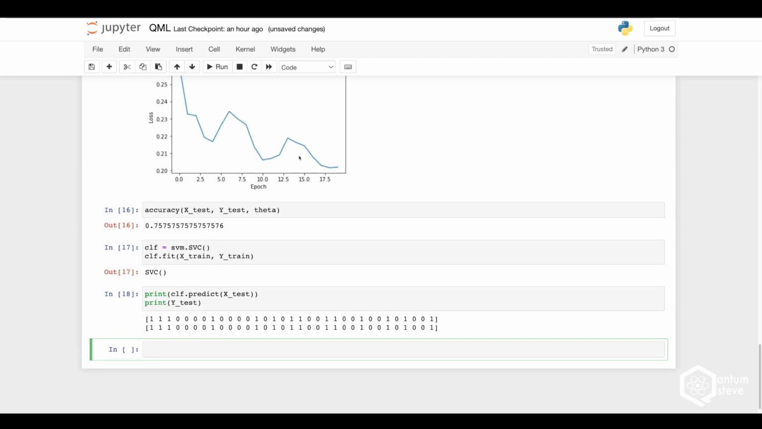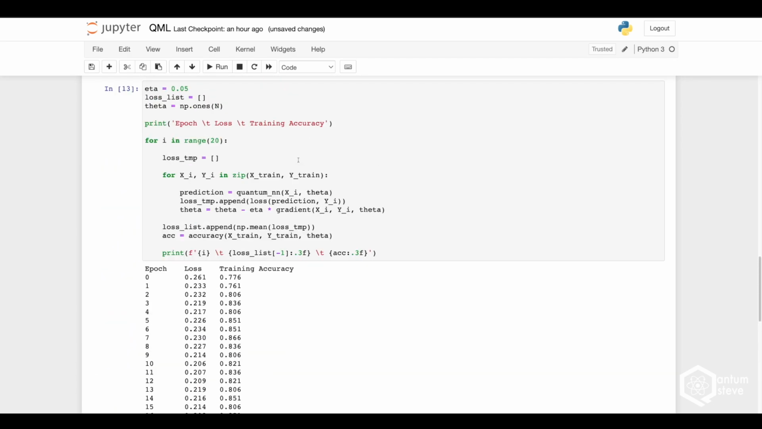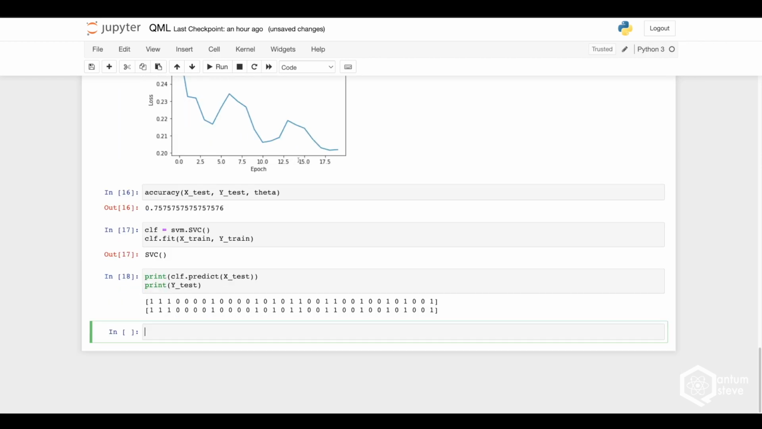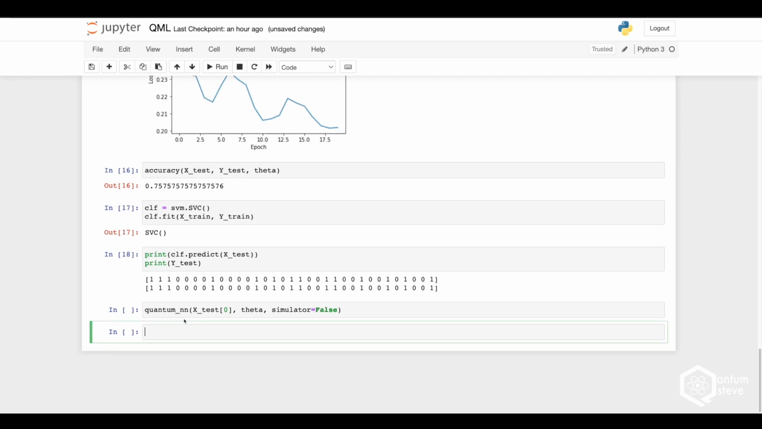Now, you could argue that obviously I've not run this on a real quantum computer just yet, but I will show you now why I haven't done this. And this is very simple. So let's just run the quantum neural network here for one data point. So let's just take test 0, theta, and now I put here simulator false. So this will call here the quantum computer. And so basically this will be the prediction for that value here.